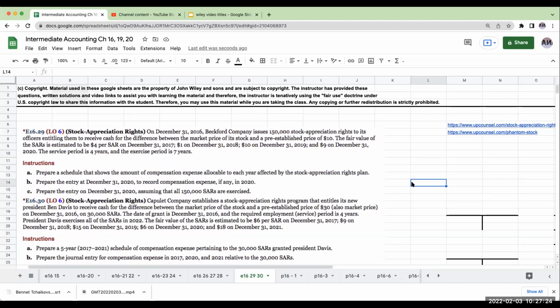for the difference between the market price of its stock and a pre-established price of $10. The fair value of the SARs is estimated to be $4 per SAR on December 31st, 2017, $1 on December 31st, 2018, $10 on December 31st, 2019, and $9 on December 31st, 2020. The service period is 4 years, and the exercise period is 7 years.